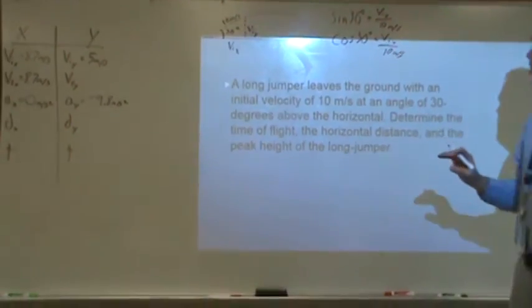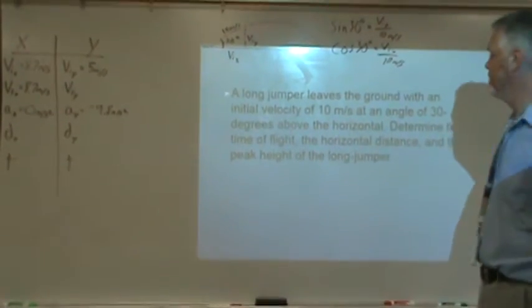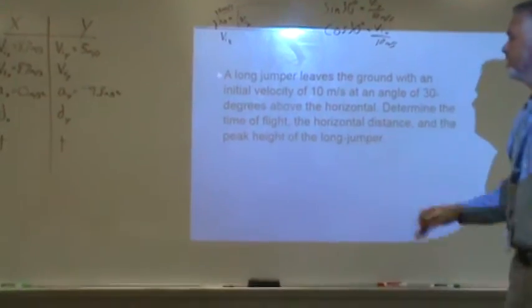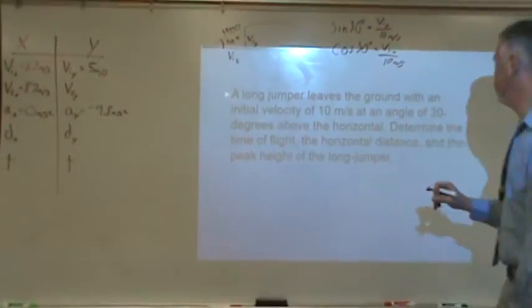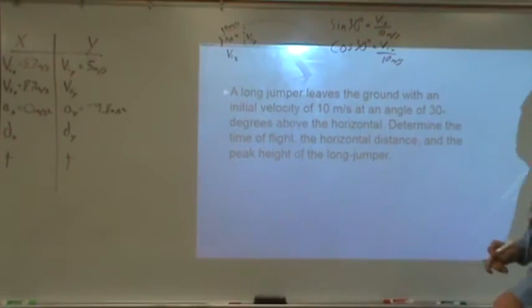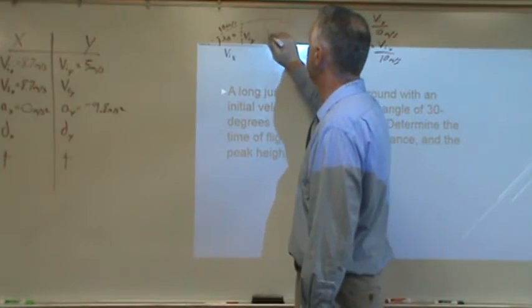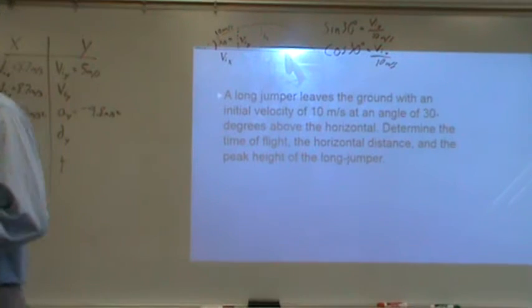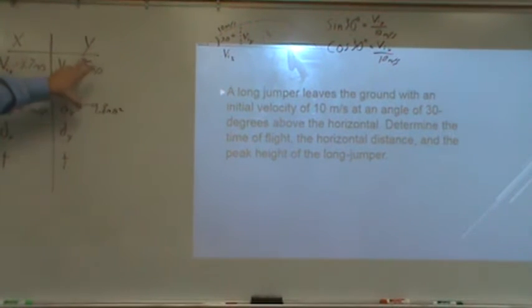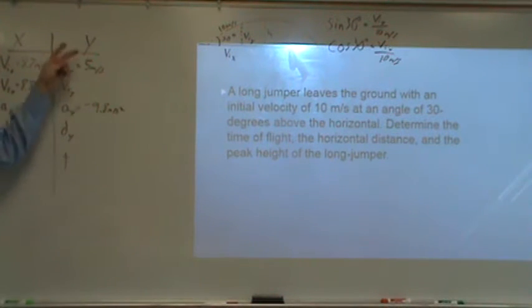Questions they're asking: determine the time of flight, so I want to find t. Horizontal distance, that's my dx, my displacement in the x direction. And peak height of the jumper. So remember, peak height is right here in the middle. I want to know how high he goes before he comes back down and hits the ground. So I only have 2 variables over here on the right side, on the y side. I want to be able to solve for time over here. So what other variable can I know?